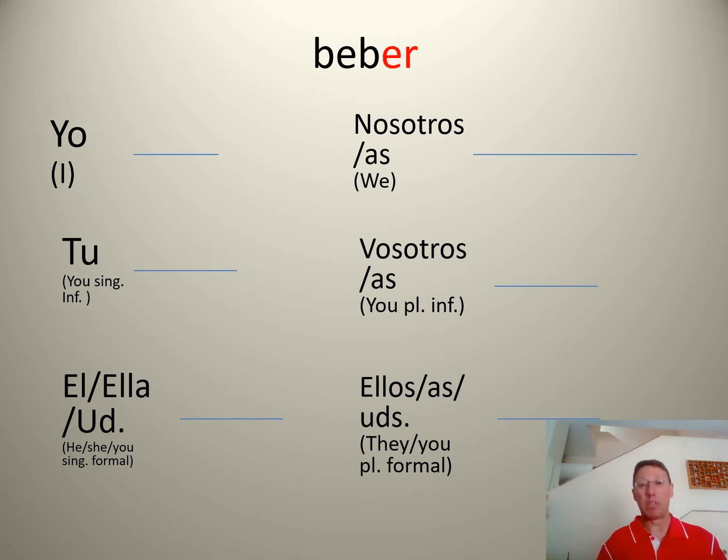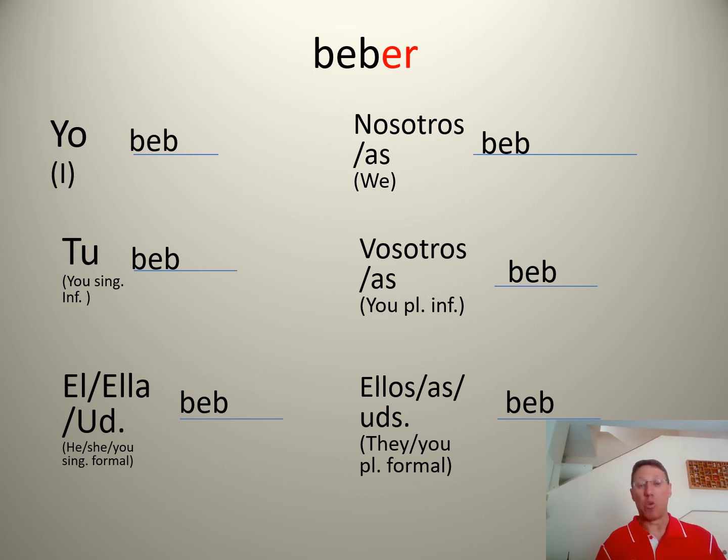If we look at what happens with ER verbs, it's very similar. Again, you put the root down, the BEB for beber, and it acquires similar endings. The only difference now is that the A is changed to E's. So yo bebo, I drink. Tu bebes. El, ella, usted bebe. Notice the A's are changing to E's. Nosotros, nosotras bebemos, we drink. Vosotros, vosotras bebéis. And notice again the stress mark on the E to indicate the stress on that syllable. And ellos, ellas, ustedes beben.